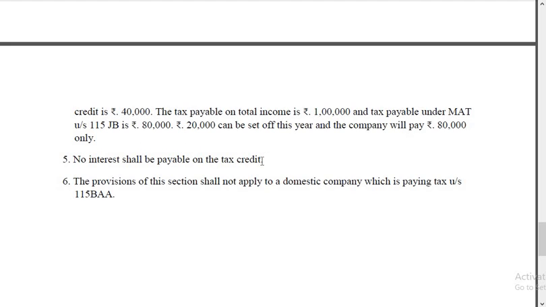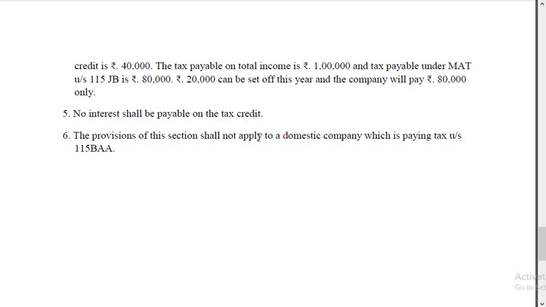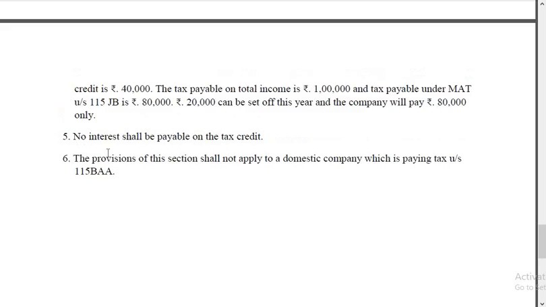No interest shall be payable on the tax credit. The provisions of the section shall not apply to a domestic company which is paying tax under section 115BAA. So this is a new provision. So wherever this provision is applicable, in that case MAT is not applicable.